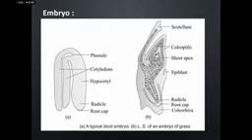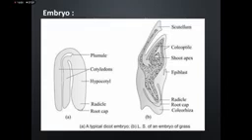Here you can observe two types of embryos. The first figure represents the dicot embryo and the second figure represents the monocot embryo. In the first figure you can observe two cotyledons, a radicle and a plumule. Radicle germinates as root and plumule germinates as stem. There is a root cap.